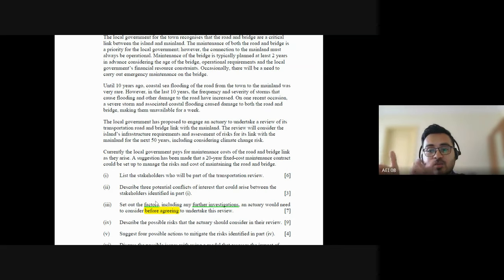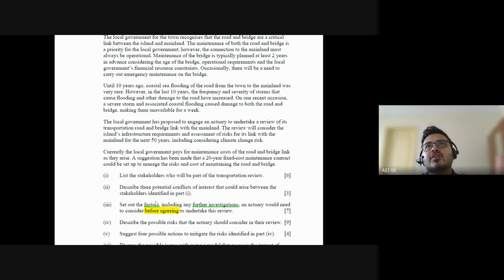Your focus has to be on the potential conflicts of interest that could arise between the stakeholders identified in part one. So you have to say, anecdotally or by example, that between Mr. A and Mr. B, which can be local government and central government, there will be a conflict. You can pick the ones which are relatively easier. Let me think out loud. Local government and central government: for the local government, the priority is that particular road and bridge infrastructure. For central government, that's not the priority, so they might not allocate enough funds to it. That is, I think, one.